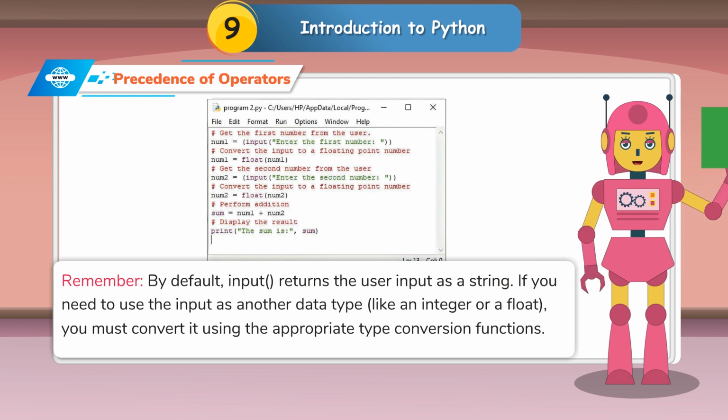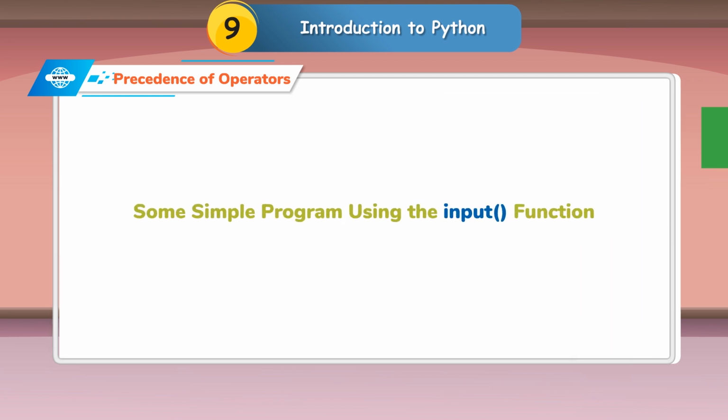Remember, by default, input returns the user input as a string. If you need to use the input as another data type, like an integer or a float, you must convert it using the appropriate type conversion functions. Some simple programs using the input function.